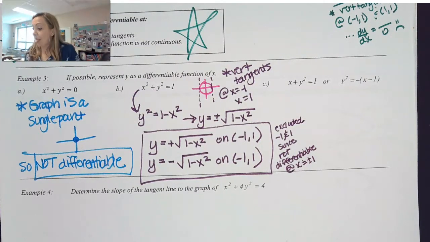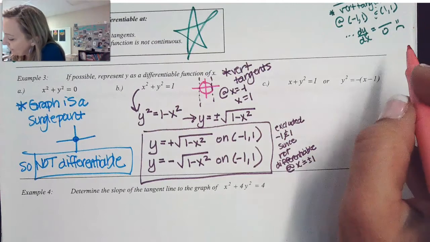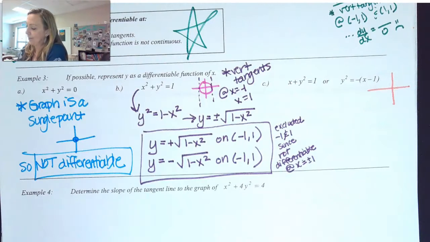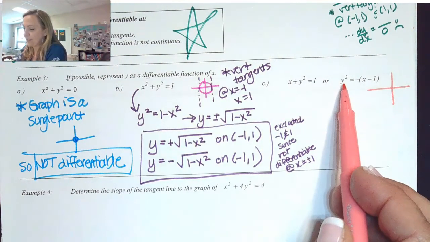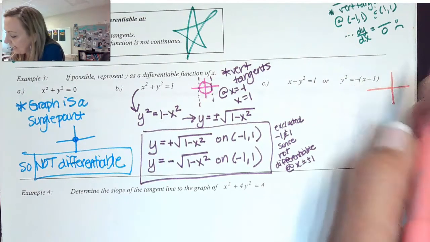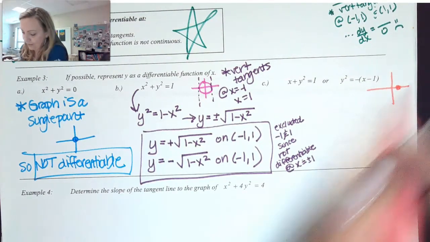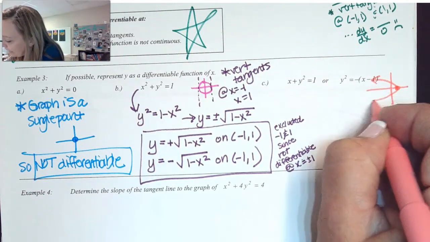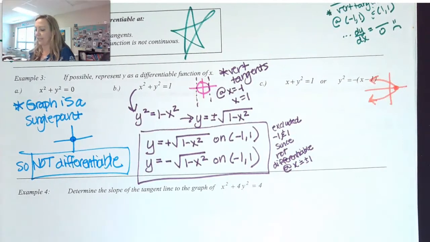So let's do the same thing for something like letter C. In letter C, I have x plus y squared equals 1. You could also write that as y squared equals the opposite of the quantity x minus 1. When we think about what this looks like, this is going to be a parabola. It's a y squared parabola, so it's going to open either left or right. This tells us it's going to open left, and it's going to have its vertex there at (1, 0). But based on our knowledge of graphs, it's going to look something like this.